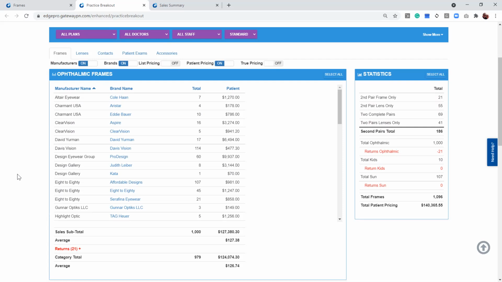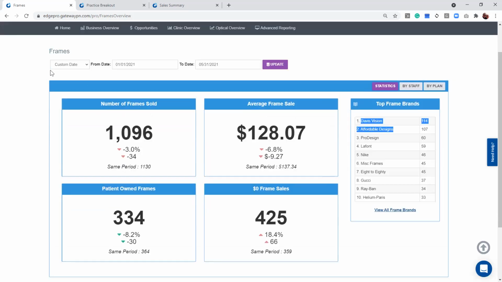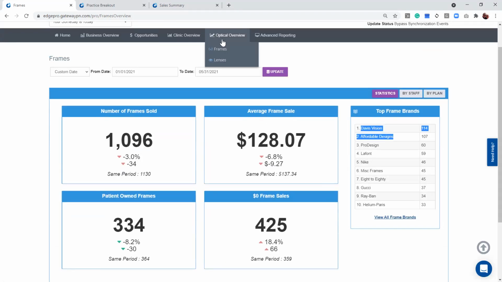Now, we'll have another video on the practice breakout to go into it in a little bit more detail. Today, we were just talking about our main dashboard for our frames. It's located right here in our optical overview. You can see the frames dashboard right here.